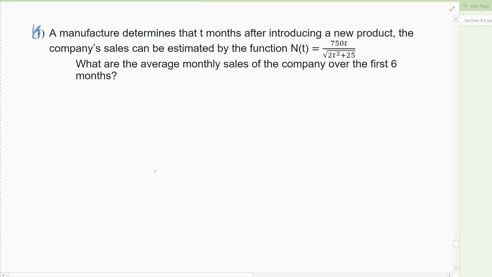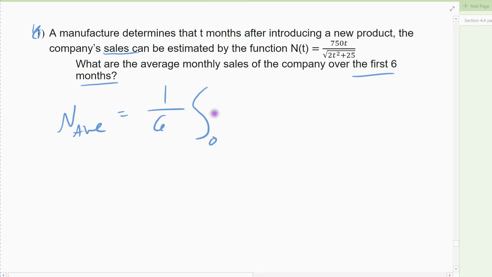All right, suppose that we have a manufacturer that determines that t months after it introduces a new product, the company's sales can be estimated by that function, or the average monthly sales of the company over the first 6 months. All right, so the first 6 months would be month 0 to month 6, right? Because we always start out at time 0. So we want the average sales from 0 to 6. So 6 would be my b, so it'd be 1 over 6 minus 0, or 1/6 if you prefer. I'm just going to go ahead and write that as 1/6.